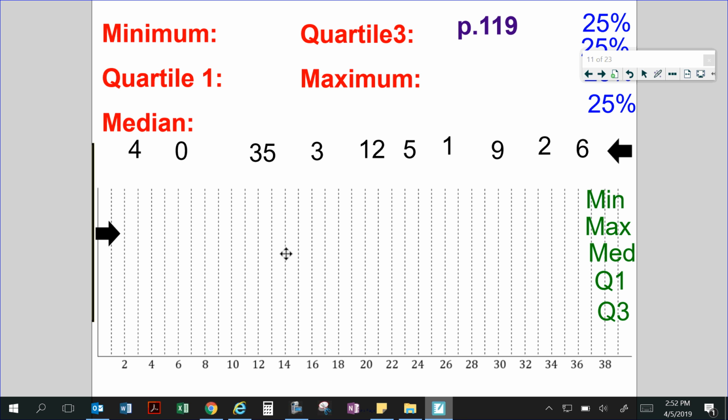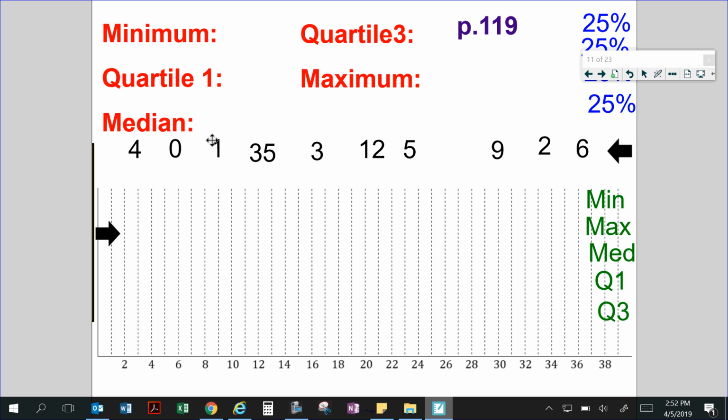So turn your yellow number line around to the clear side. Turn it to the back of it. Here are a lot of numbers. What do you think we're going to do with these numbers? Well, I see median here, so I think we're going to have to put these numbers in order.